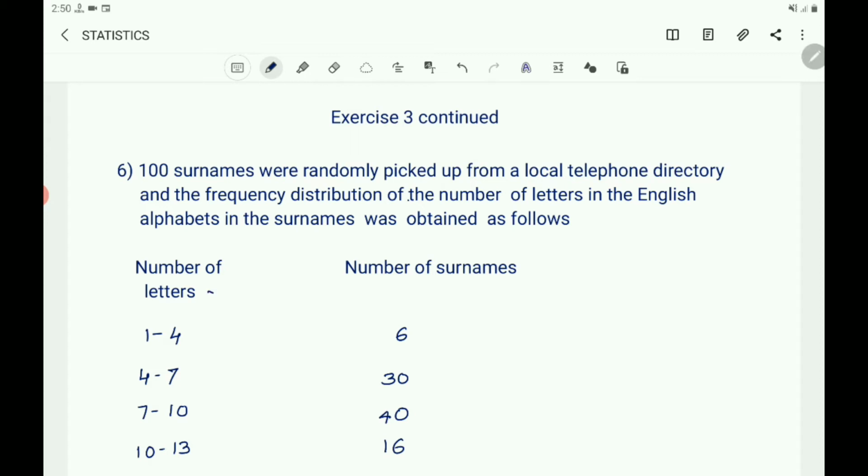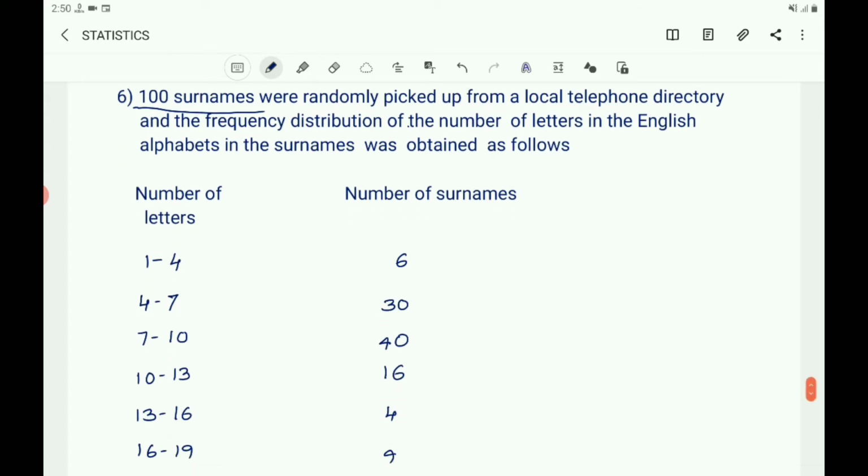Here there are two columns. One is for the number of letters in terms of class interval. Second is the number of surnames, that is the frequency. Here what is given? 100 surnames were randomly picked up from a local telephone directory, and the frequency distribution of the number of letters in the English alphabets in the surnames was obtained here.